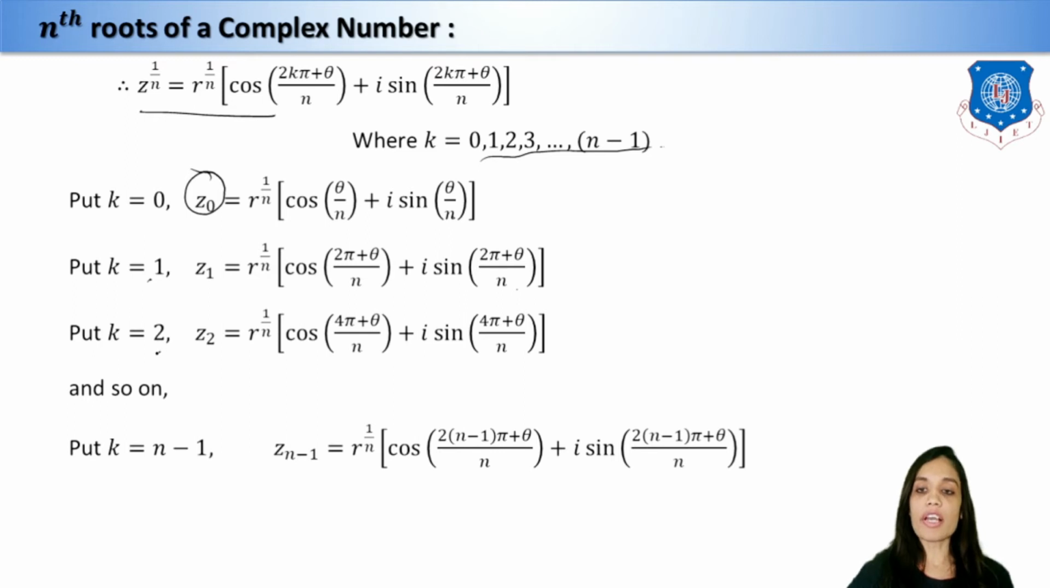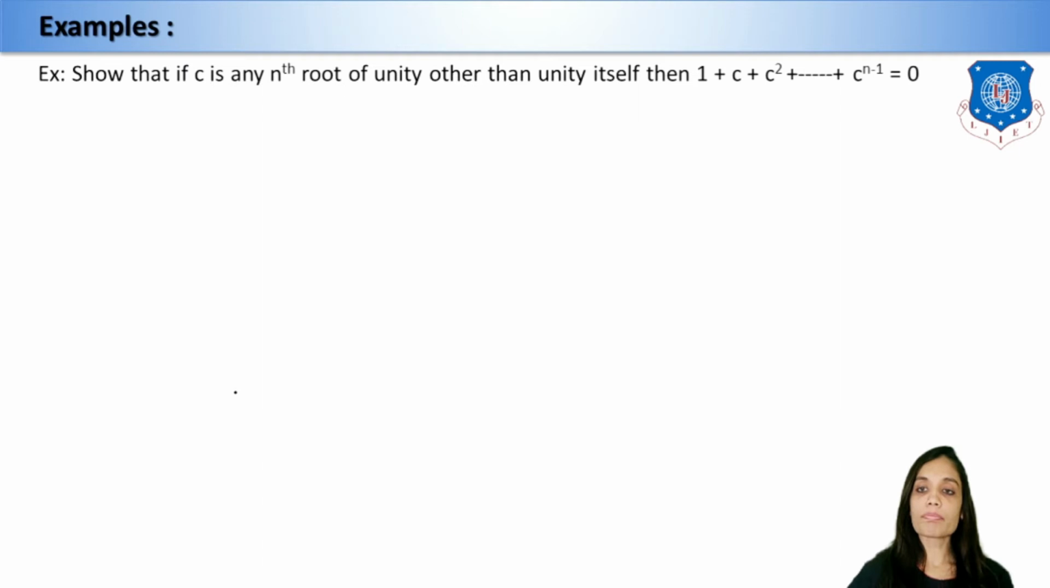Similarly, put k as 2, so here we will have 4π, right? And so on. Let us put k as n minus 1 in order to find the nth root. So z(n minus 1) is equal to r raised to 1 upon n, cos (2(n minus 1)π + θ)/n plus i sin (2(n minus 1)π + θ)/n. Okay, so next let us solve examples.